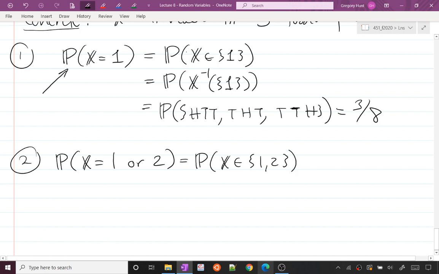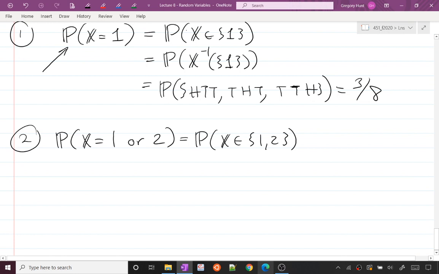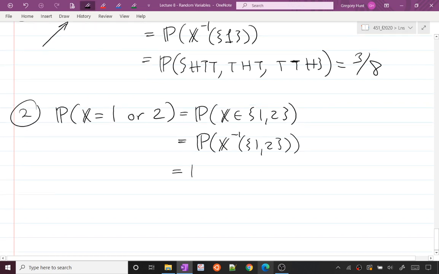Now, I don't expect you to do this in homework problems, but you need to understand that this is what's happening. And what I really mean by x is in some set is the probability of the inverse image of that set. And now I can look at what the function is. X is a function, right? Remember, it's a random variable. It's a function. And I can figure out what that event is. Inverse image, this is literally all outcomes in my sample space such that when I map that outcome, I'm either equal to 1 or 2.